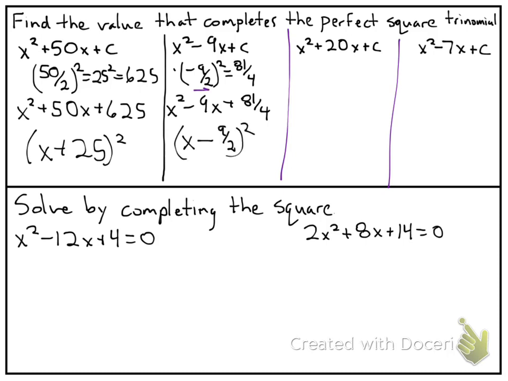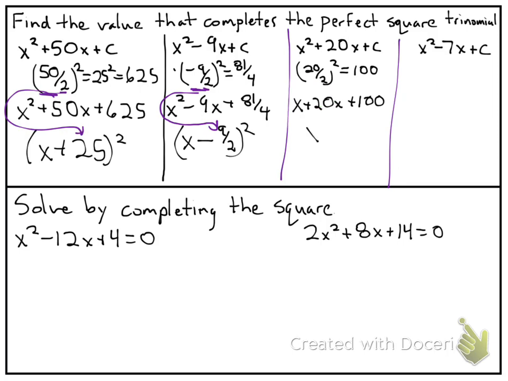The key thing is we're taking this value that's inside the squared, and that's what goes into the binomial, which we have down here. So let's follow that process again. I have to take half of 20 and square it, which gives me 100. So it's going to be x squared plus 20x plus 100, and half of 20 is 10. It becomes (x plus 10) quantity squared.